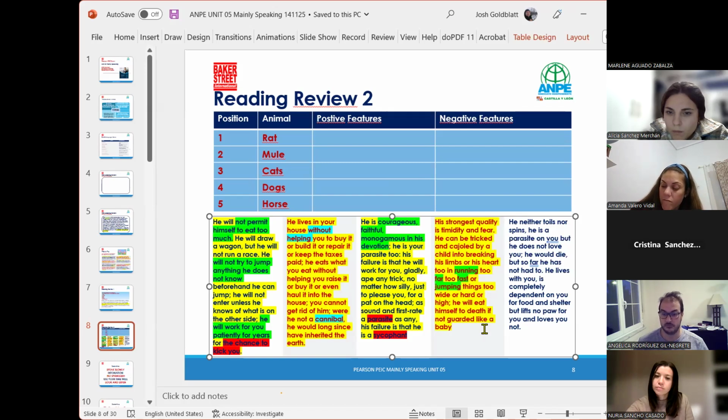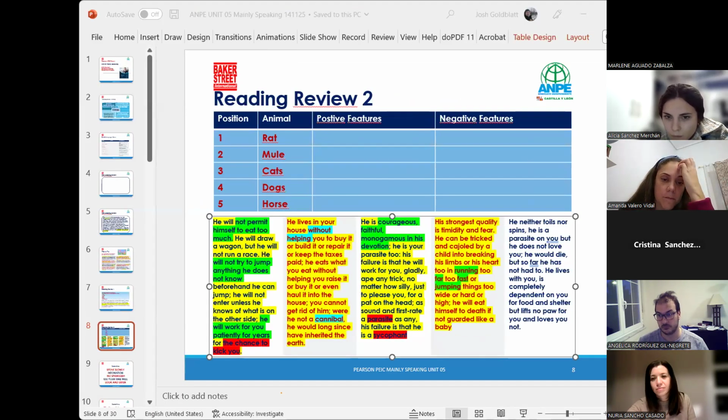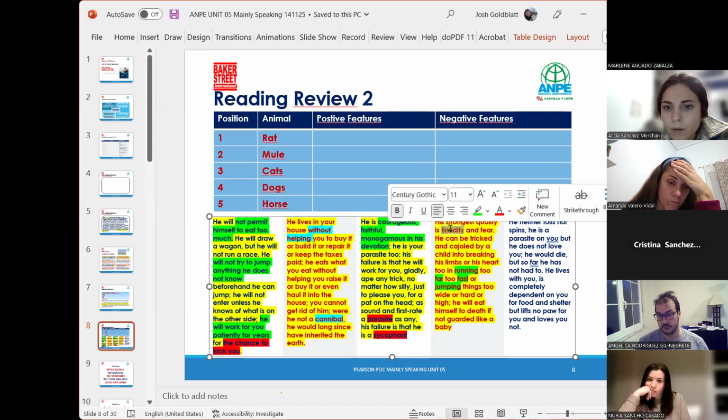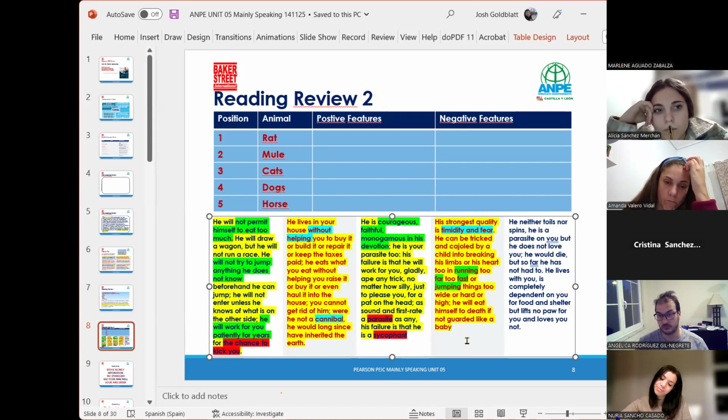And what are the negative things? Eat himself. No, it won't eat himself. It says it will eat himself to death. Eat himself to death, which means it would keep on eating and eating until it dies. Okay, so to eat yourself to death. All right then. And the qualities there are timidity and fear. Okay, so it is timid and it is afraid, it is scared. So those are the negative features.